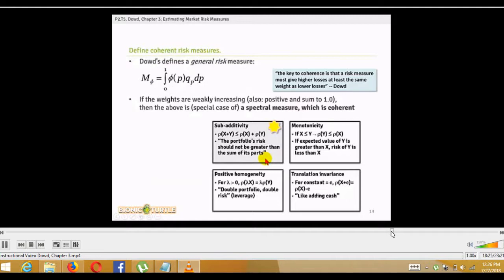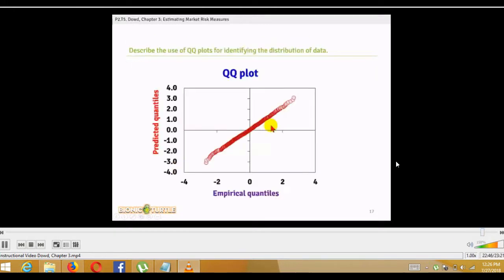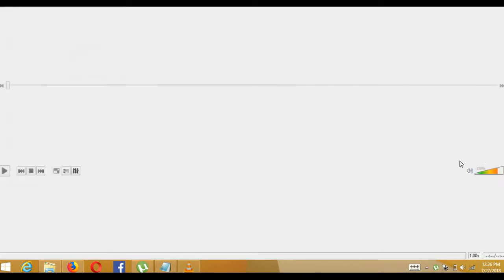Arguably, there are some practical consequences to a lack of subadditivity, some awkward outcomes. So we've got a definition of coherent risk measure in terms of the four criteria, and also we've got a general risk measure that meets three conditions in the workbook. It means we can plot the quantity of data observed against a normal distribution.